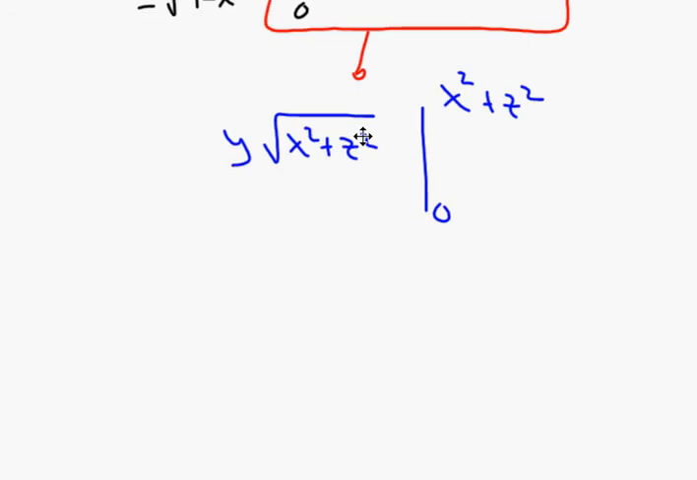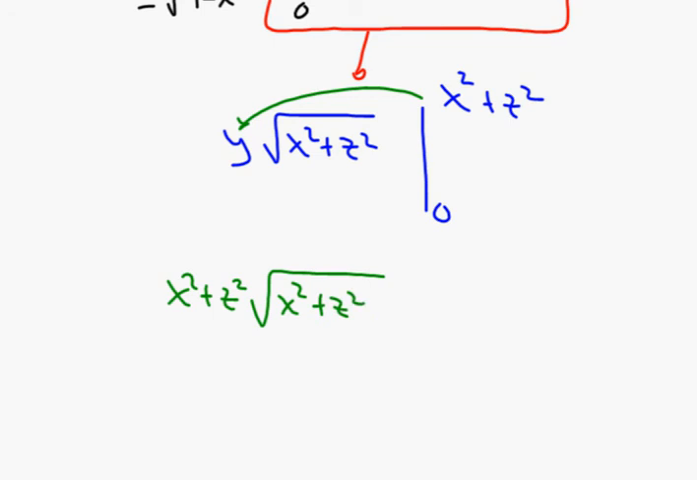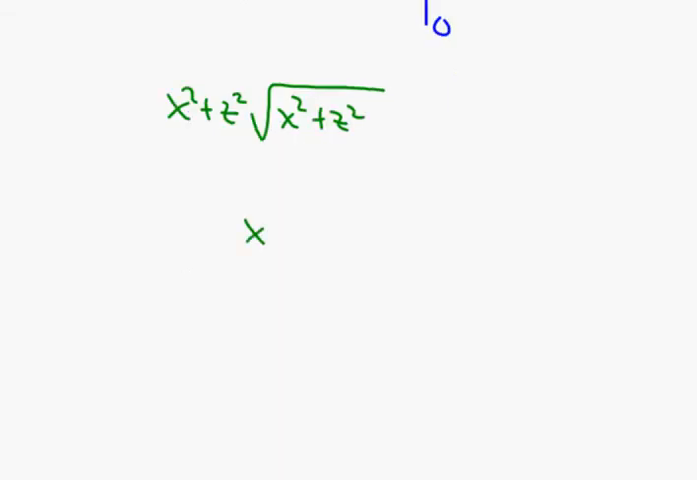Okay? All right. So let's plug things in. If I plug in this top expression, I'll get x squared plus z squared times the square root of x squared plus z squared. And if I plug in 0, this will just go away. So this is the value of the inner antiderivative. Now, if you want, you could rewrite this as x squared plus z squared to the 3/2 power.